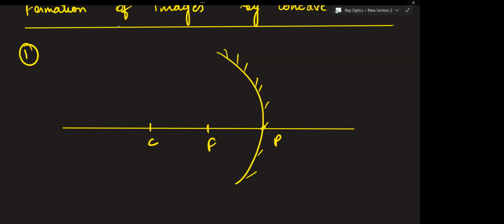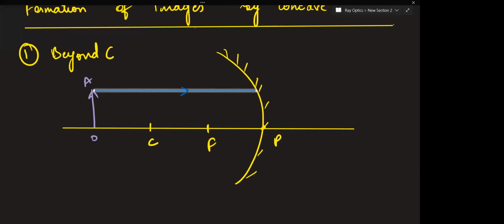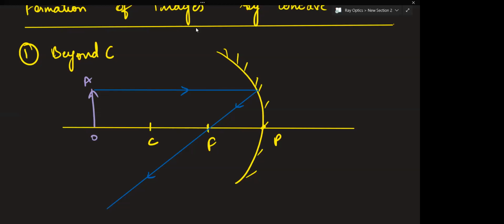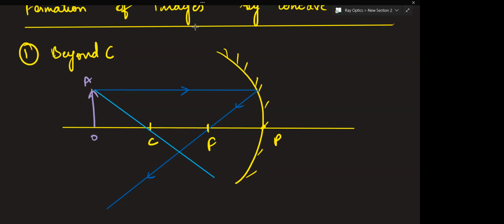Now the object is kept beyond C, beyond the center of curvature. At any point beyond the center of curvature, this is kept. So let's say this is OA, our object. Now the rays will begin. This will be parallel to this, so it will pass through the focus. This is the first law that we had studied. And the second ray will pass through the center of curvature.